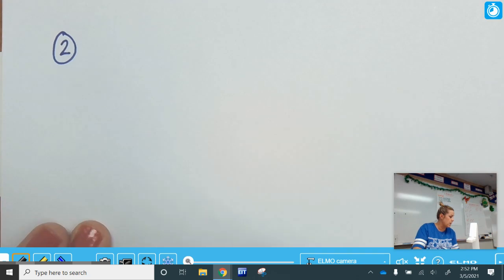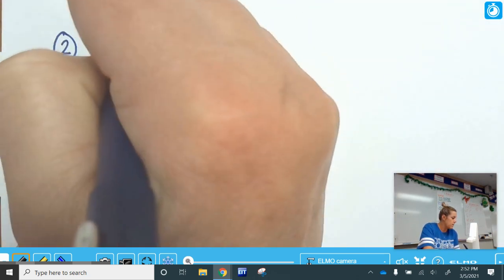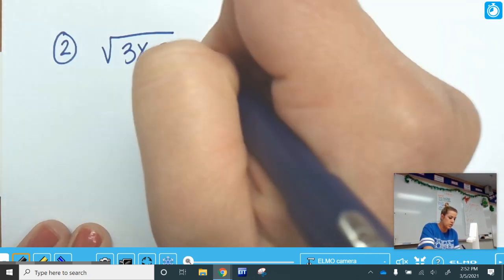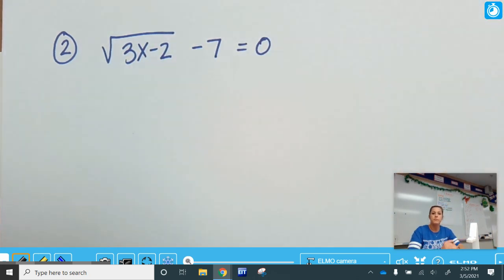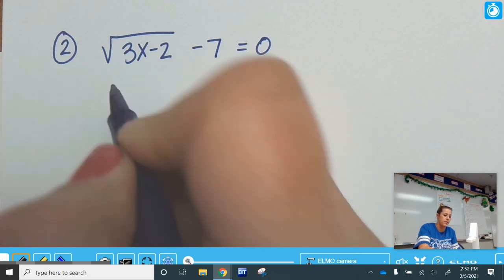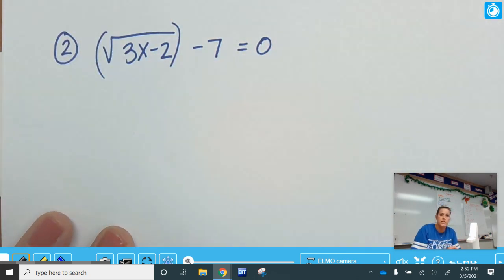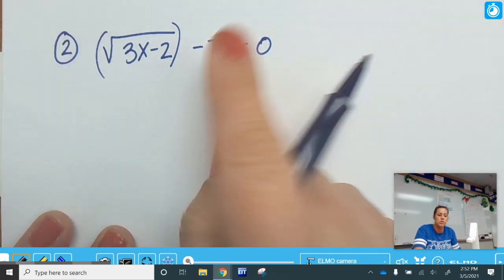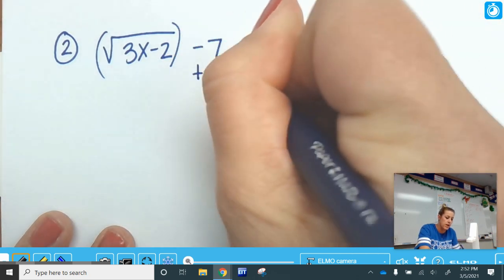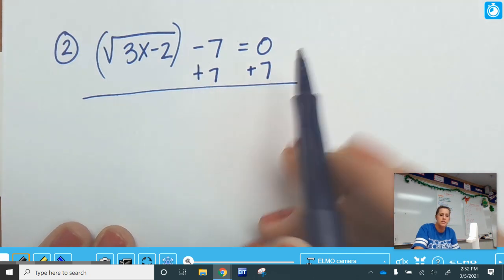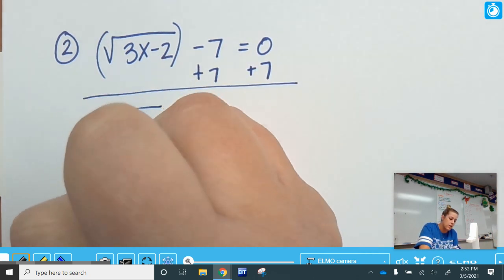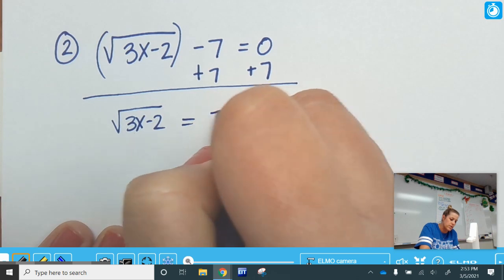So here is the second one. Rad 3x minus 2 minus 7 equals 0. Okay, so in this case, we've got a lot going on underneath the radical, but the goal, remember, is to get the rad by itself. So if you think of it like we want to isolate that, and there's a minus 7 over here, then that means we have to add 7. We're going to add 7 to this side. So we're going to get rad 3x minus 2 equals 7.